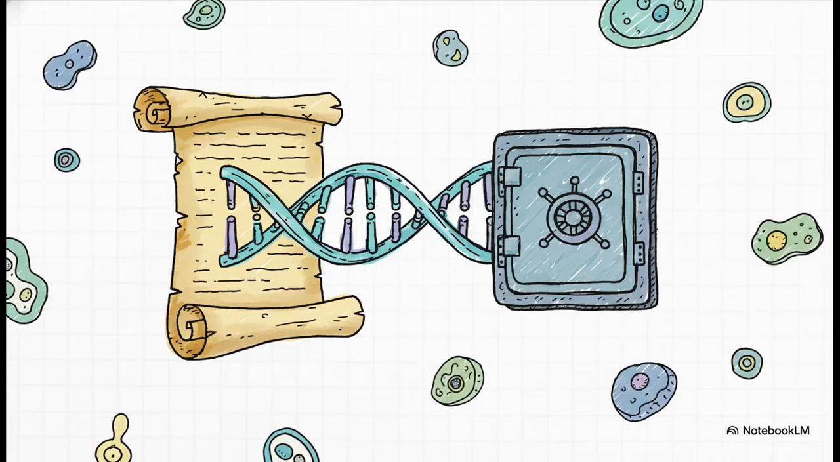And first up, we have the celebrity of the group, DNA, or deoxyribonucleic acid. This is the master blueprint. It's that beautiful, iconic double helix structure. It's incredibly stable, and it's designed for one thing, the long-term, super secure storage of all the instructions needed to build and run an organism.